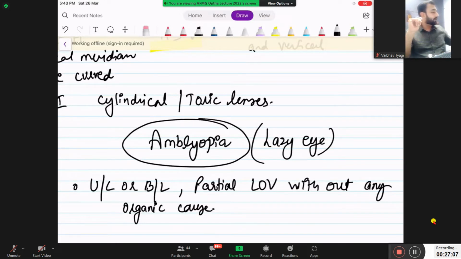What can be the cause then? There is no organic cause of loss of vision, but still the patient is having loss of vision. What can be the probability? What are the chances you think?